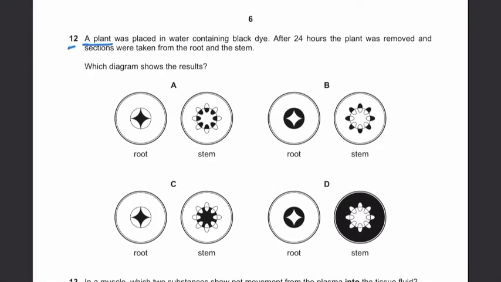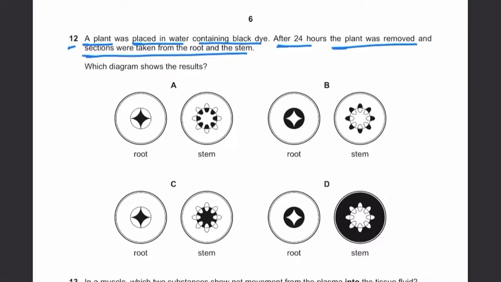A plant was placed in water containing black dye. After 24 hours, the plant was removed and sections were taken from the root and the stem. Okay guys, whenever you place a plant in water containing dye, always remember that the dye together with the water is taken up by the xylem. So only the xylem will stain with the dye. This is a very important point. Whenever you place a plant in any dye, the dye will be taken up by the xylem and the xylem will stain with the dye. Phloem will not stain.